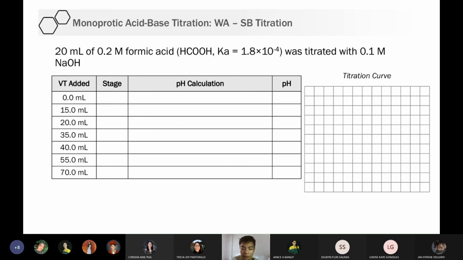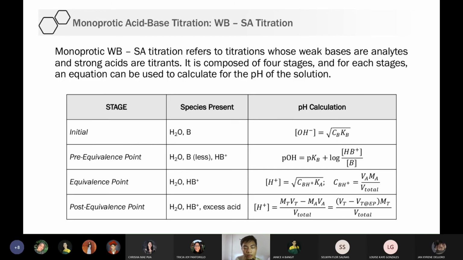Okay? Then, may itatry din kayong activity. Then, kapag weak base naman, so ito, insight na lang to ha? Kapag weak base naman, titrated with strong acid, ano meron tayo? May base tayo initially. How do we solve for the pH or the concentration of OH of the base? That's the square root of CBKB. Kabaliktaran yan ng square root of CaKa. Okay. So, CBKB kapag base.